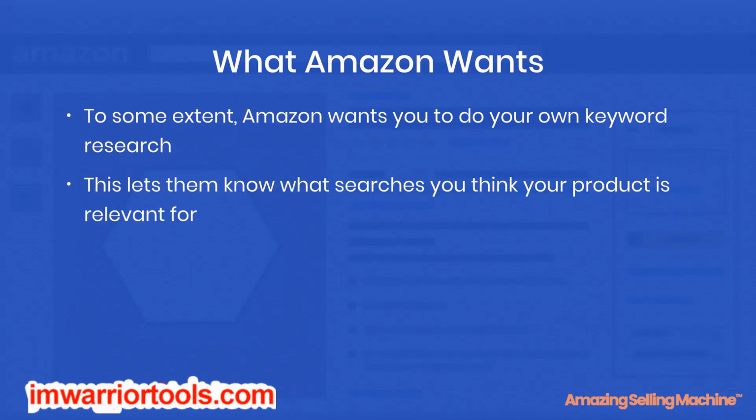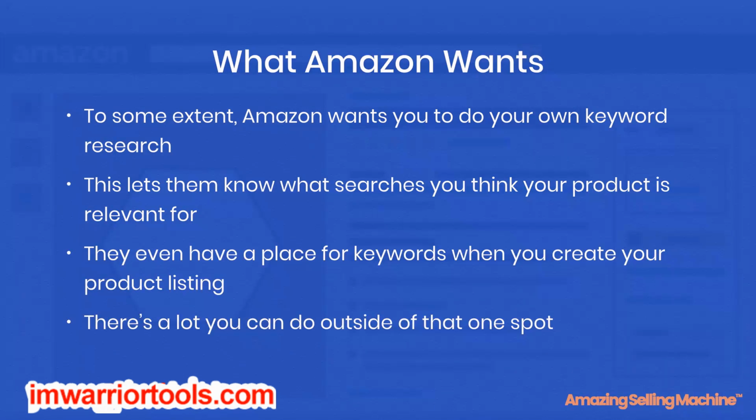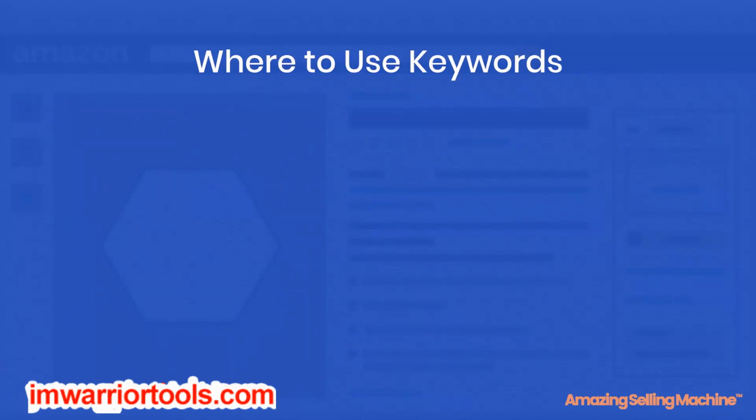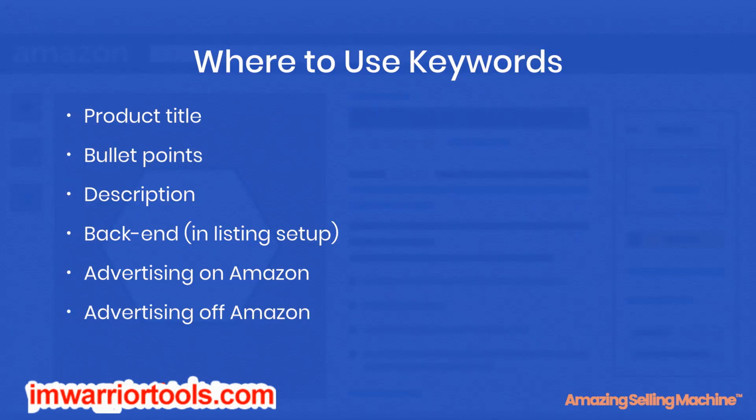What Amazon wants. To some extent, Amazon wants you to do your own keyword research. This lets them know what searches you think your product is relevant for. They even have a place for keywords when you create your product listing. However, there's a lot you can do outside of that one spot. So where to use keywords? Firstly, in the product title, and also in the bullet points, the description, the back end, in other words, in the listing setup. You're going to use them for your advertising on Amazon. And lastly, you're going to use them for your advertising off Amazon too.